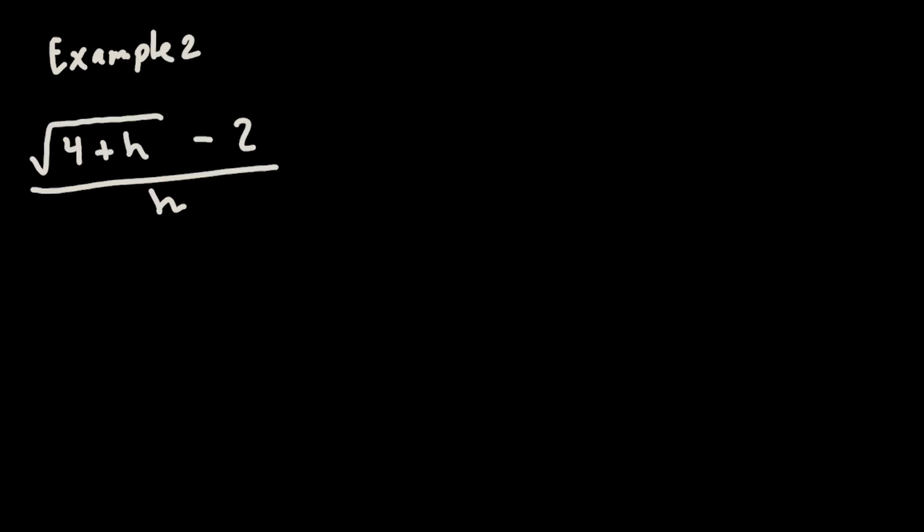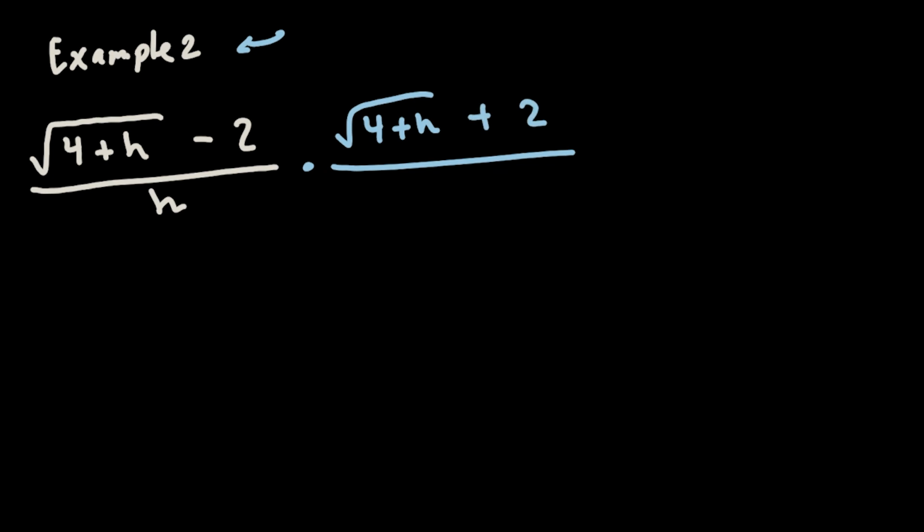Let's see another example. In example number 2, we want to rationalize the numerator. So we want to remove this root from the numerator. We'll multiply both the numerator and the denominator by the square root of 4 plus h plus 2, because here we have a minus, so here we'll have a plus. And we'll multiply the denominator too, so we'll have the square root of 4 plus h plus 2.